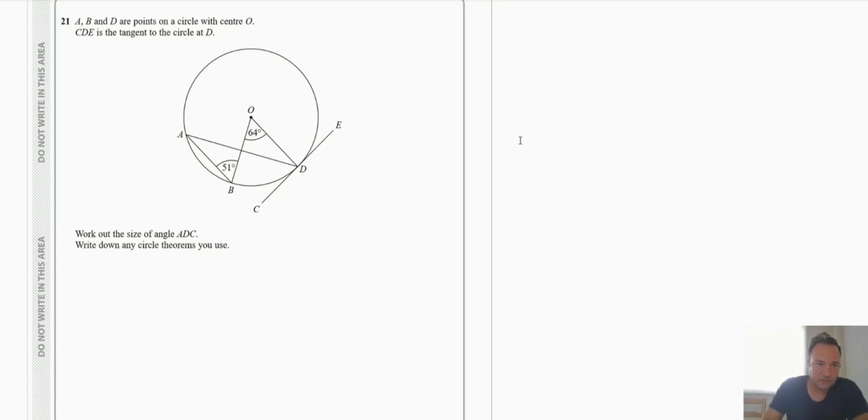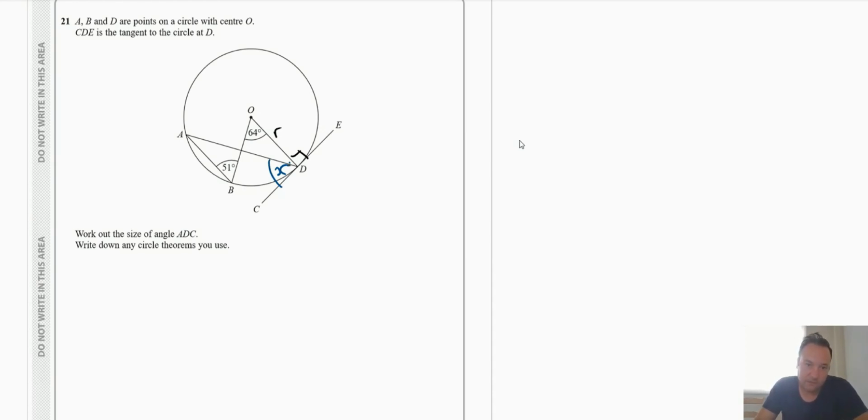first thing that we can do, we can see O to D is actually the radius. Okay, so since CD is a tangent, we can straight away see that we've actually got a right angle just here. Okay, so that's going to be really useful for us. The angle ADC is this angle over here, isn't it? So you can actually call ADC angle X, okay? So that's the first thing.